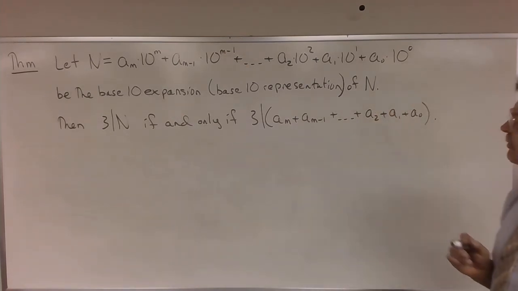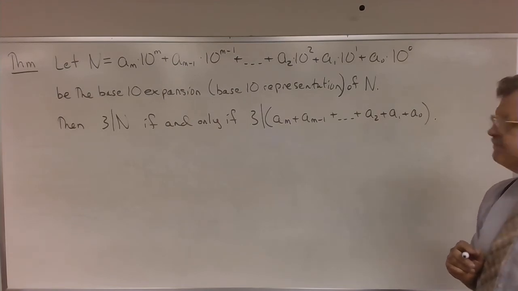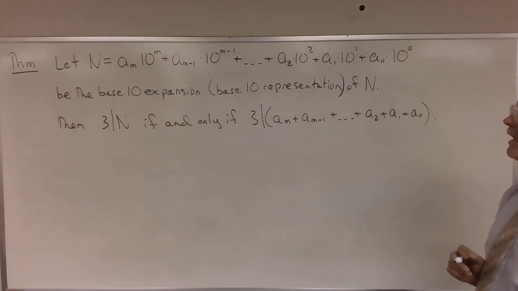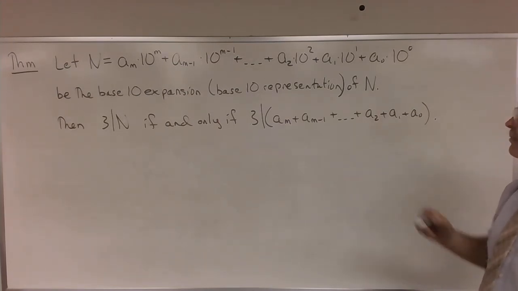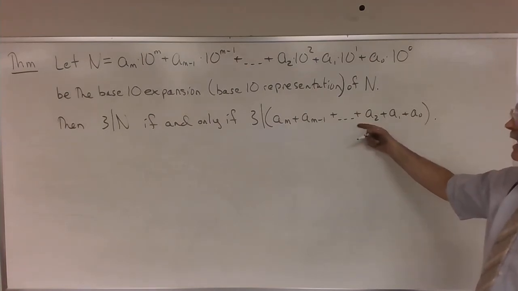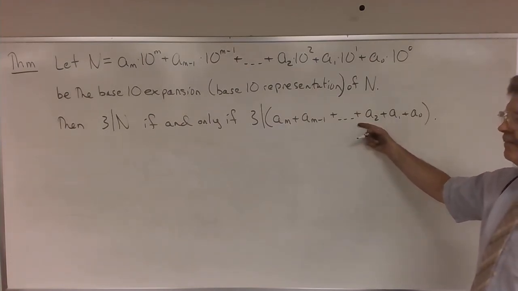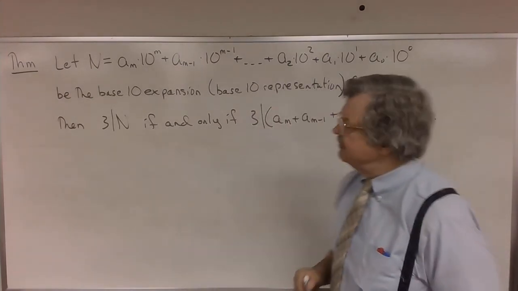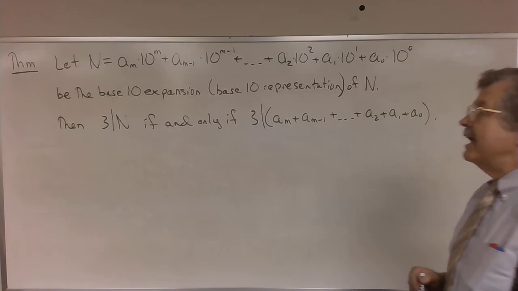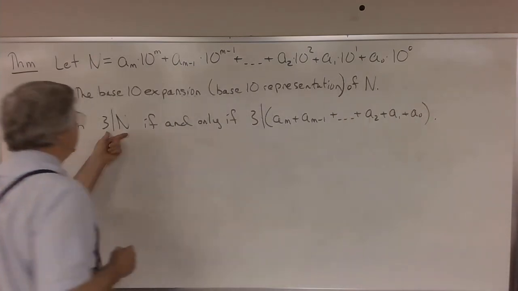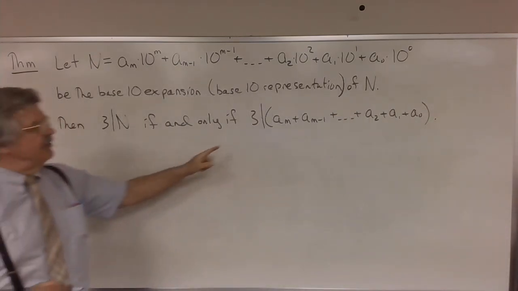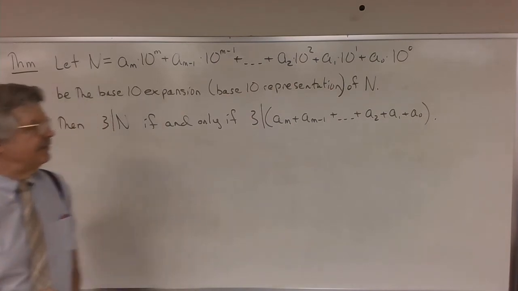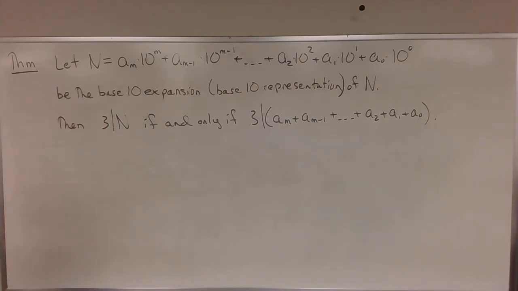This theorem also works for 3. If we add up the digits of the number n and 3 divides that sum, then 3 divides the number n itself. And if 3 divides the number n, then 3 is also going to divide the sum of the digits. So, let's take a look at this.